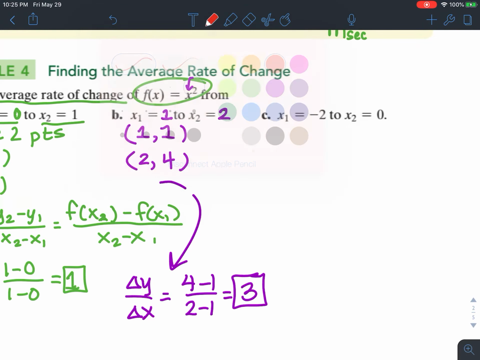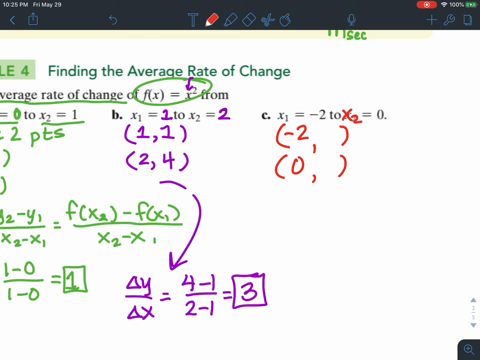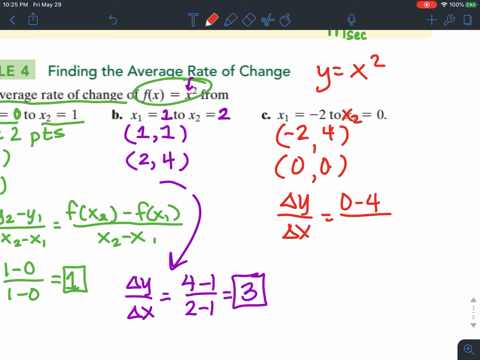Okay, let's go to this last one. Remember, we're going to write the points. So the first x is negative 2, and the second x is 0. That's all this means when they say x little 2 there. It's like the second one, but they're both x's, so you can't just call them a totally different name. Okay, and again, we're still using x squared as our function. So when we plug in negative 2, we get 4, and when we plug in 0, we get 0. So our average rate of change is going to be 0 minus 4 over 0 minus negative 2.